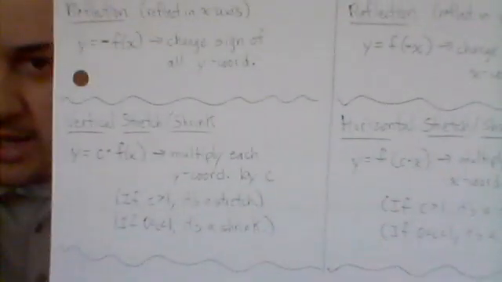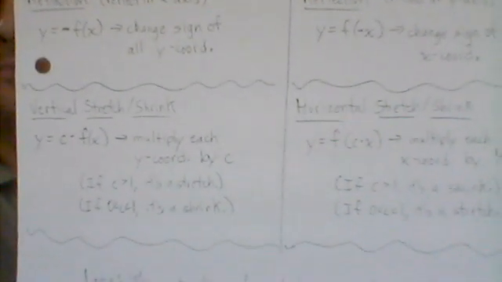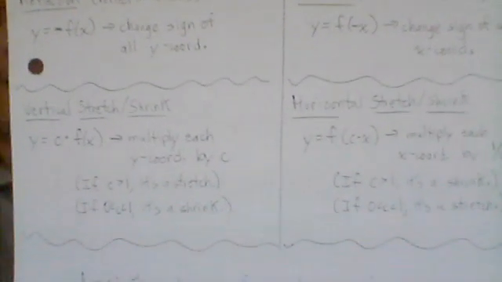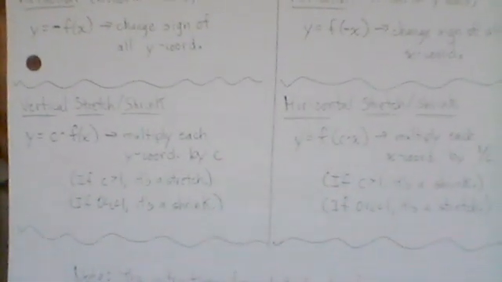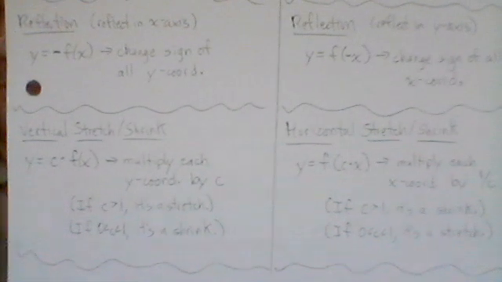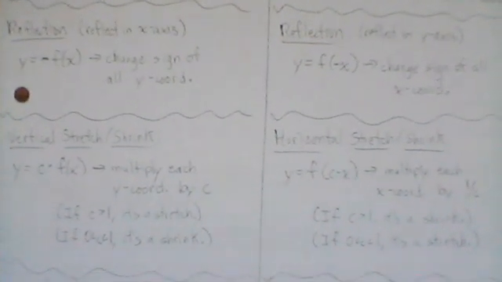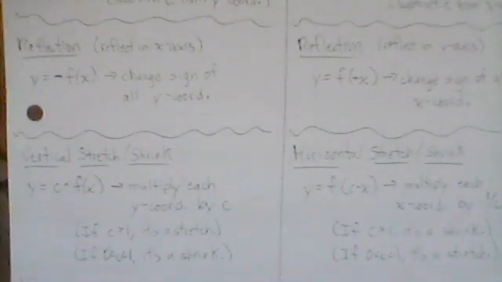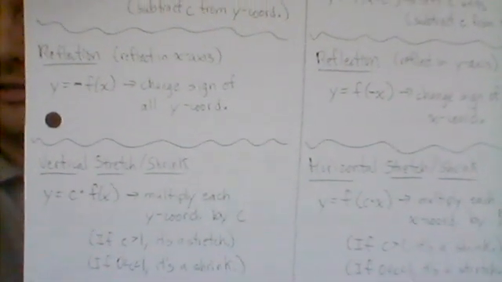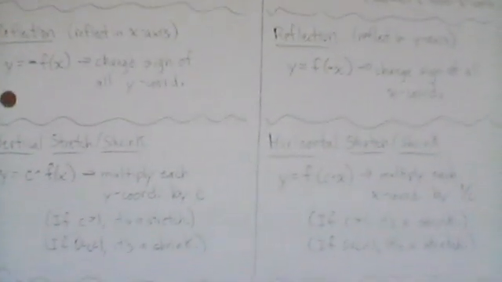Same idea with the last rules, which are the ones for stretching and shrinking. Stretching and shrinking happens when we have a number multiplying our function somehow. If that number is outside the parent function, y equals c times f of x, then that is going to be a vertical stretch or shrink. Again, it's on the outside of the parent function, so it affects the vertical direction. And there, once again, it makes sense.